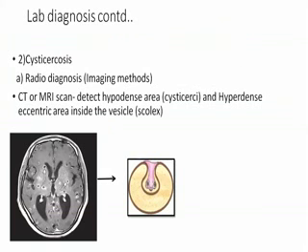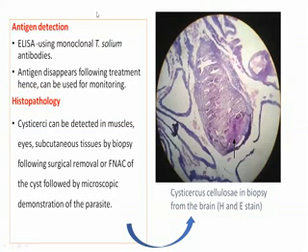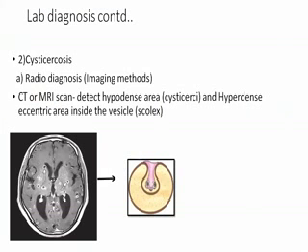Okay. And next, after intestinal teniasis, the second one is cysticercosis. Are you able to follow? Yes, ma'am. Okay. So the second one is cysticercosis. How do you diagnose this one?